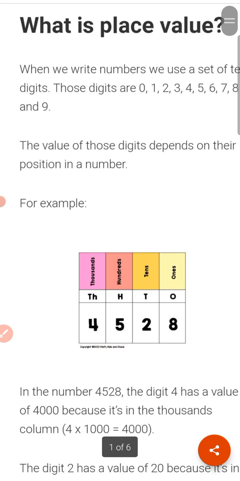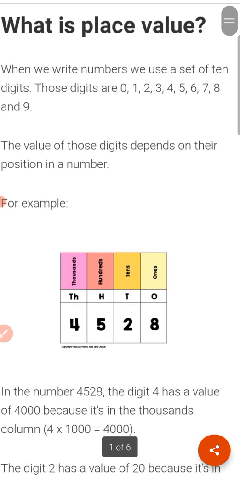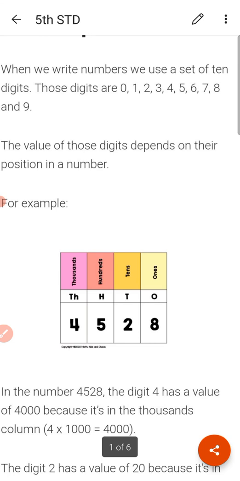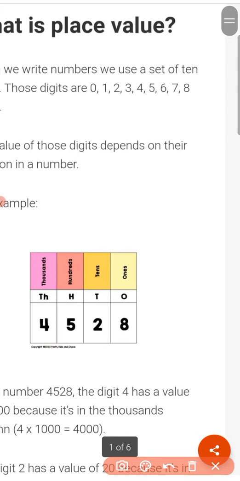So children, when we write numbers, we use 10 digits. To form a number, we are using 10 digits. The digits are 0, 1, 2, 3, 4, 5, 6, 7, 8 and 9. Okay. These are the digits we are using to form a number. Then the place value of each digit depends on its position in a number. Okay.